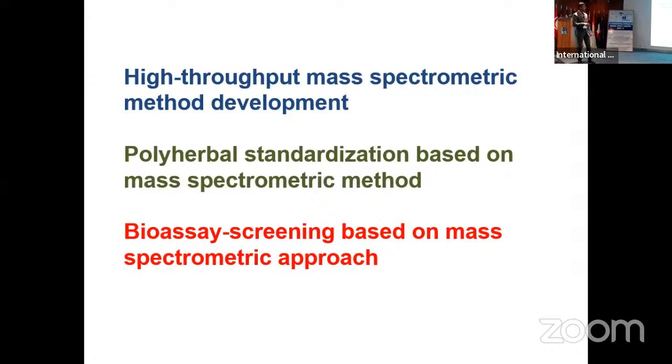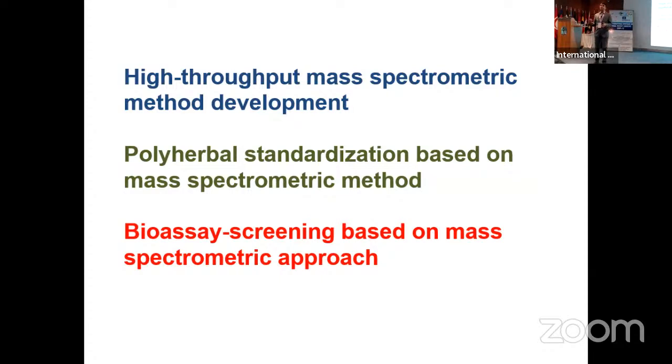The first part is the high throughput method development that we have recently developed and applied to various plants for different purposes. The second part is related to the standardization of polyherbal formulation, and how mass spectrometric tools can be useful to handle such complex mixtures. The third part, if time allows, I will talk about.